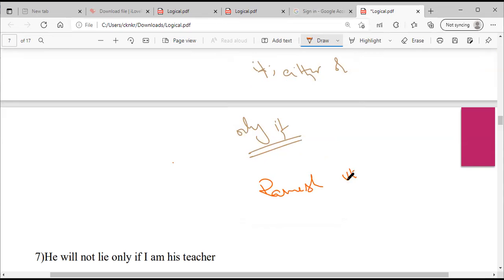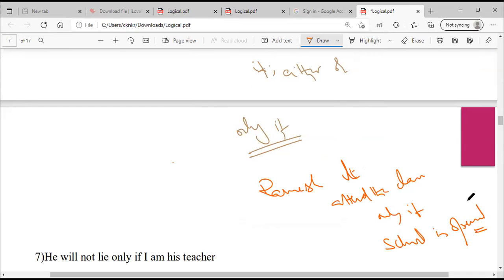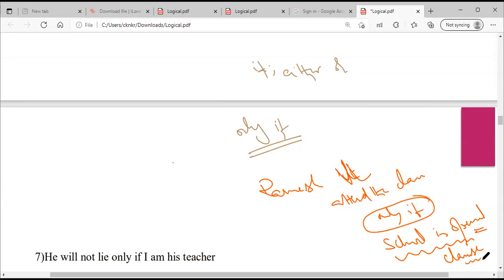Ramesh will attend the class only if school is opened. The statement says Ramesh will attend the class only if school is open. Take only if. Now for Ramesh to attend the class, what should be the cause? The clause is school has to be open. If this clause happens, what is the effect going to happen? He will attend the class. This is going to be the effect.